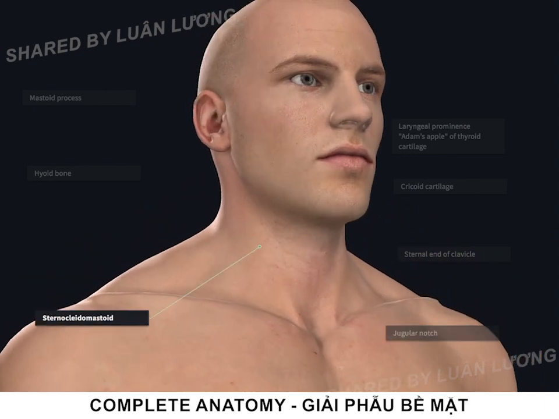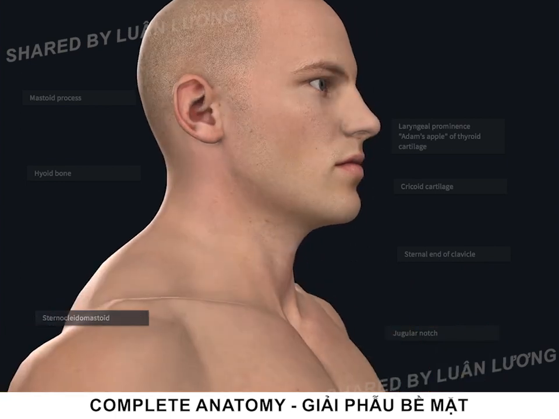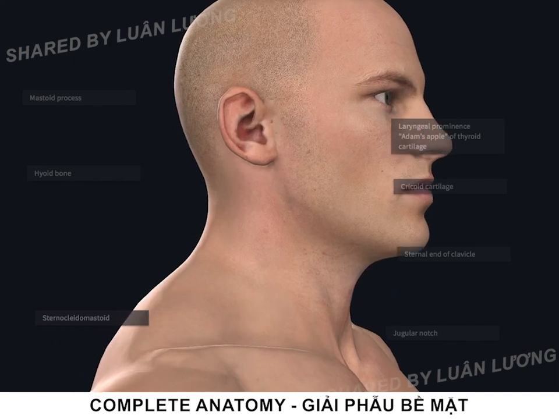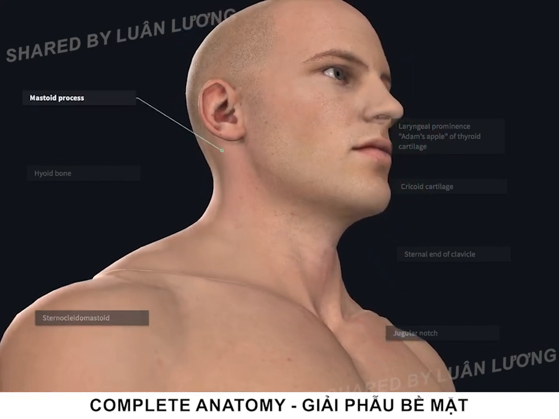Now, superiorly, the other portion of this muscle gets its name due to the large bony prominence posterior to our ear of the temporal bone, known as the mastoid process. So sternocleido gets its name from sternum and clavicle, and mastoid from the mastoid process.